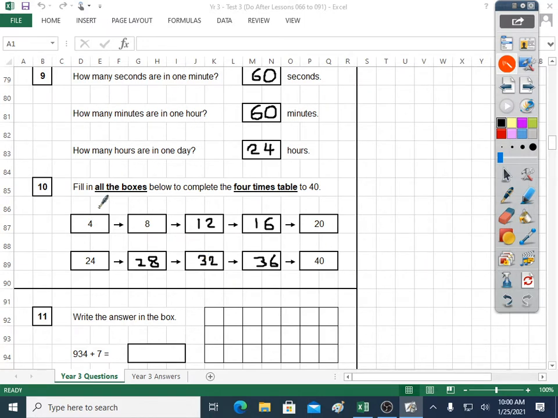So just check my 4 times table is correct. That I added 4 each time. Another name for times is repeated addition. So you just keep adding 4, and there's your 4 times table.